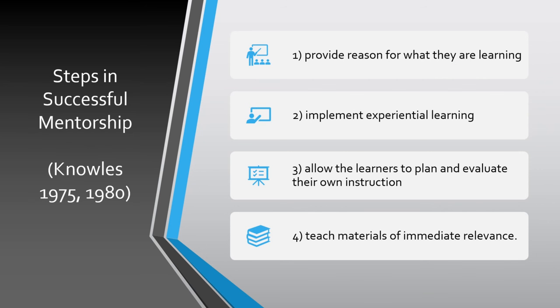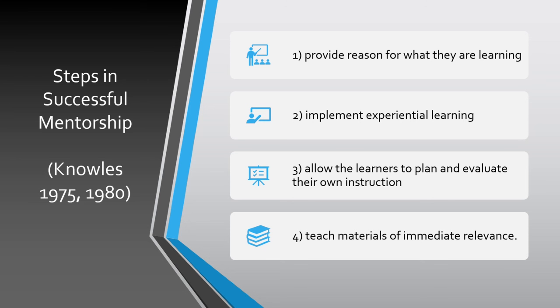So, what does this look like in practice, successful mentorship? Well, Knowles talks about several points. I'm going to touch on 4 of them here. Number 1, the mentor needs to make sure that the mentee understands why they are learning or going through the task that they're going through. Number 2, it needs to be experiential, meaning something that they can put in practice, something that they can do, learn by doing, if you will.